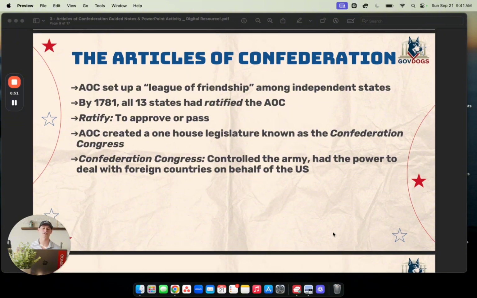So what the Articles did was set up a league of friendship among independent states. By 1781, all 13 states had ratified the Articles of Confederation. A vocabulary word that you need to know is ratify, okay? To ratify is to approve or pass. The Articles created a one-house legislature known as the Confederation Congress. We talked about bicameral being a two-house legislature. Under the Articles of Confederation, we had a one-house legislature known as the Confederation Congress. They controlled the army and had the power to deal with foreign countries on behalf of the U.S.